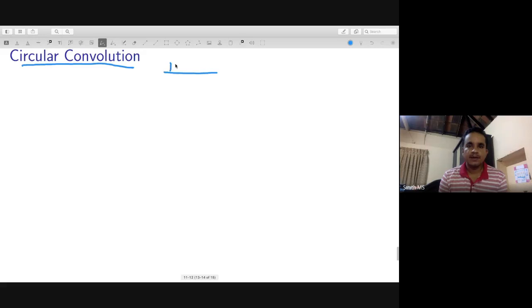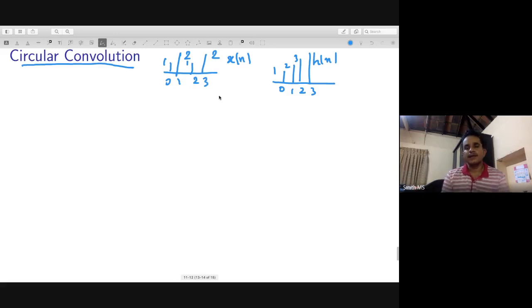You have 1, 2, 1, 2, this x of n. You have h of n also: 1, 2, 3, 4, with indices 0, 1, 2, 3. So these two signals, when you convolve, what happens in the frequency domain? The spectrum of this signal and the spectrum of this signal get multiplied.